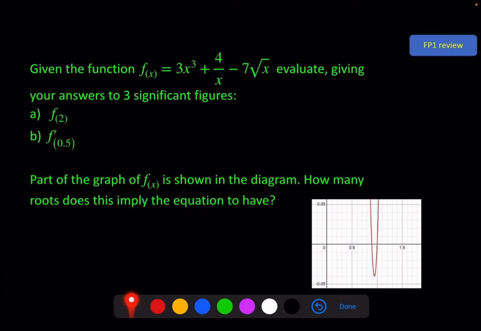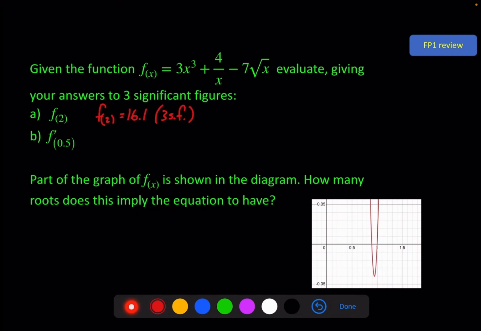The first one, we just need to evaluate this function at x equals 2. So we go ahead and put 2 into this expression, and if you put that on your calculator you should get 16.1 to 3 significant figures.